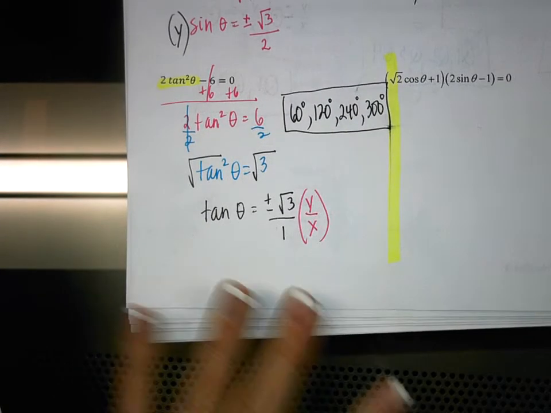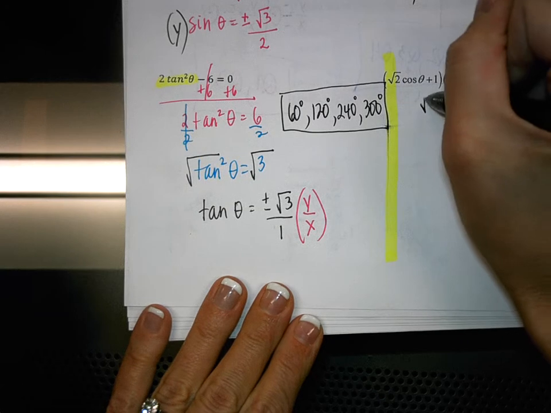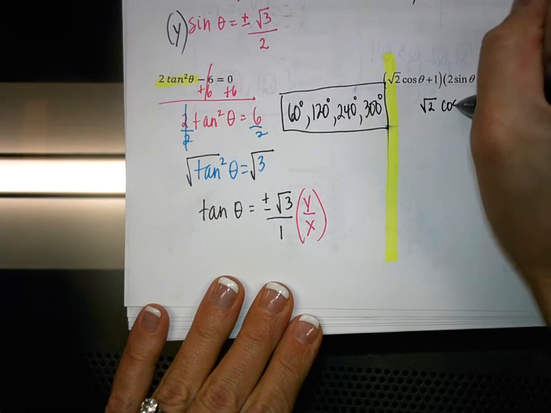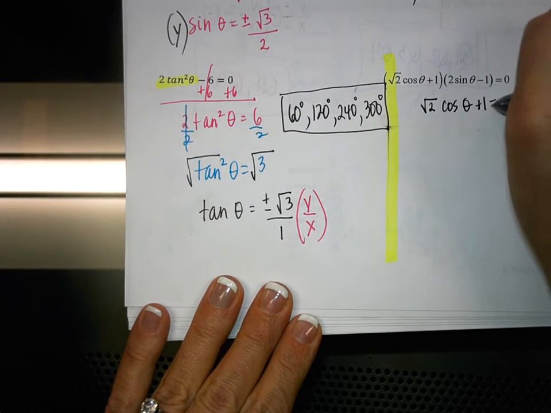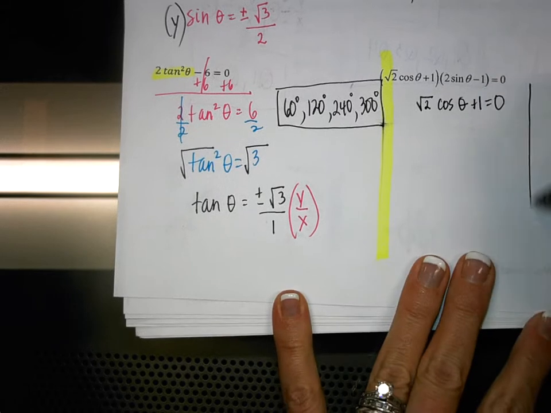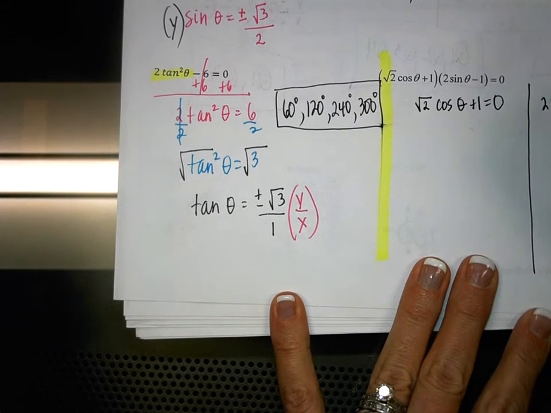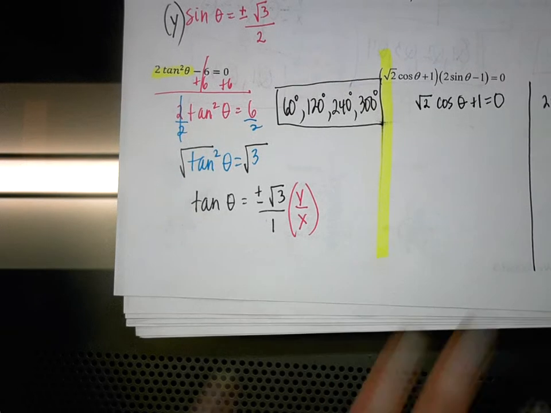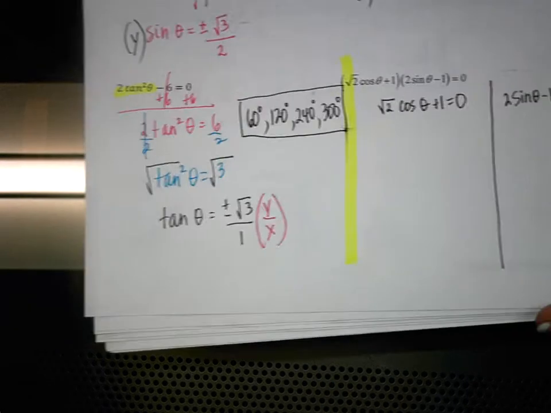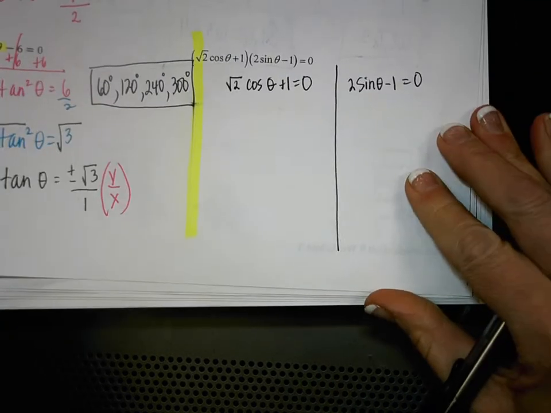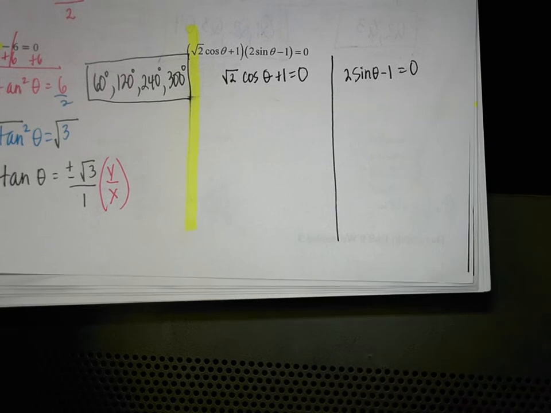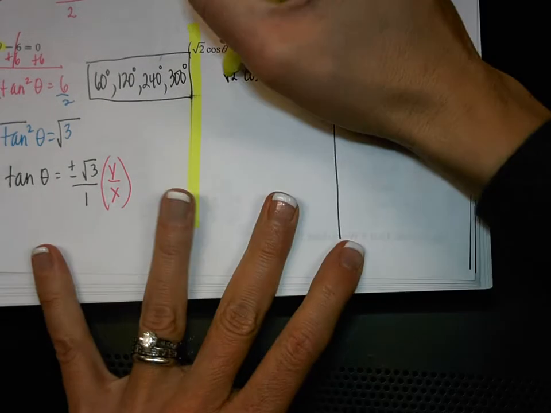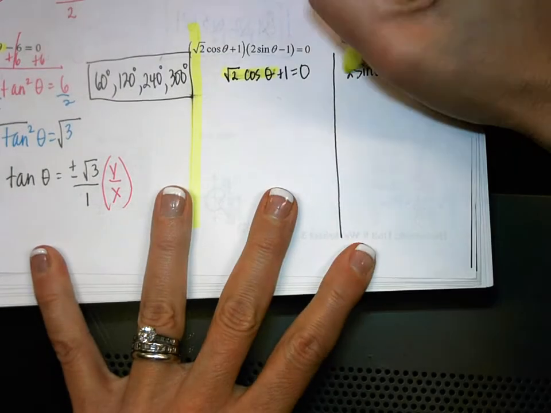Okay, so I'm just going to draw a line right here, and I'm going to separate 2 problems. We have root 2 cosine theta plus 1 equals 0. And then we also have 2 sine of theta minus 1 equals 0. And there it is. Here we're trying to get this one by itself, and we're trying to get that one by itself.